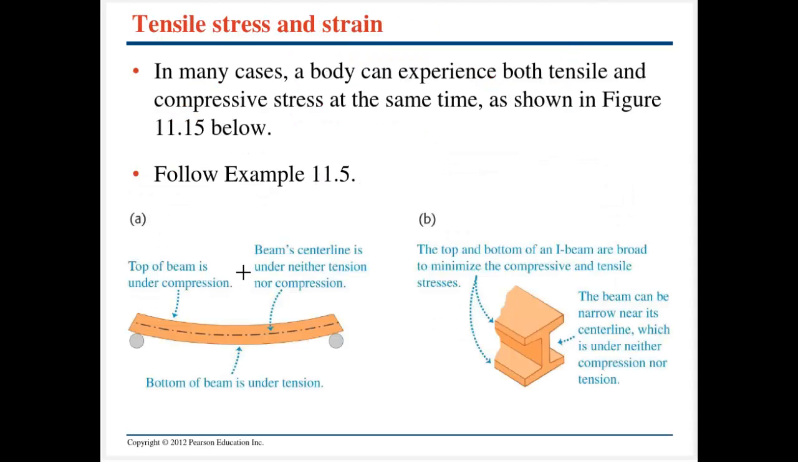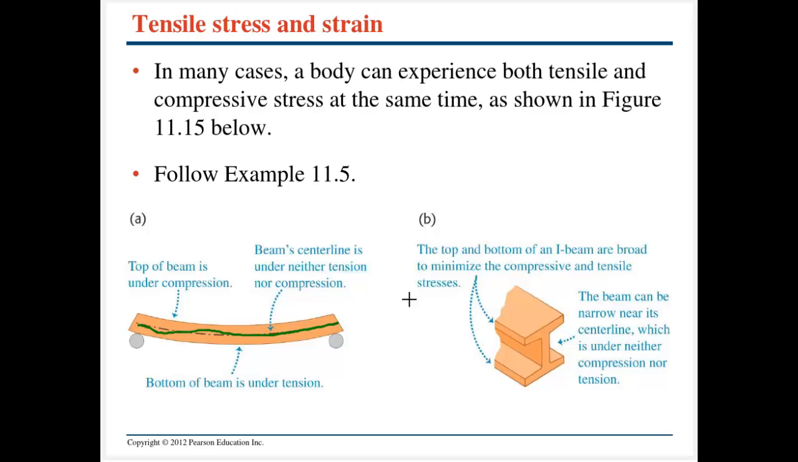Real objects can actually be undergoing tensile and compressive strength at the same time. If I have a beam and I put a force down on it, you can kind of picture all these particles right here getting pushed together. The top of the beam is undergoing compression. All the particles at the bottom part of the beam are going to be pulled apart, so the bottom of the beam is actually under tension.